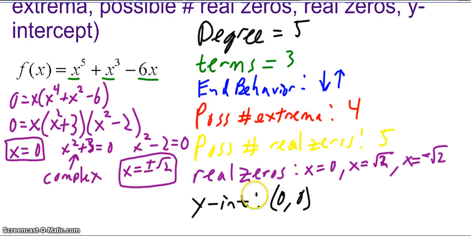What are the actual real zeros? Remember, real zeros are the same thing as x-intercepts, so we want to find the x-intercept. So if I set the function equal to 0 and I solve for x, I need to factor, so I can first pull out a greatest common factor of x, and then x to the 4th plus x squared minus 6 becomes x squared plus 3 times x squared minus 2. Set each factor equal to 0. I get x equals 0 is one of my real zeros. x squared plus 3 equals 0 is going to give me complex zeros, so those are not real. And x squared minus 2 equals 0 is going to give me x equals plus or minus root 2. So my real zeros are x equals 0, x equals root 2, and x equals negative root 2. What is the y-intercept? Plug in 0 for x and I get 0. So the y-intercept is the point (0, 0).